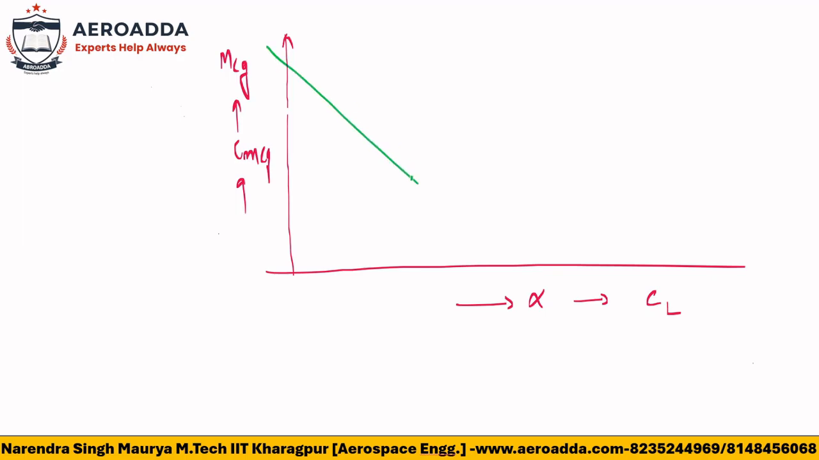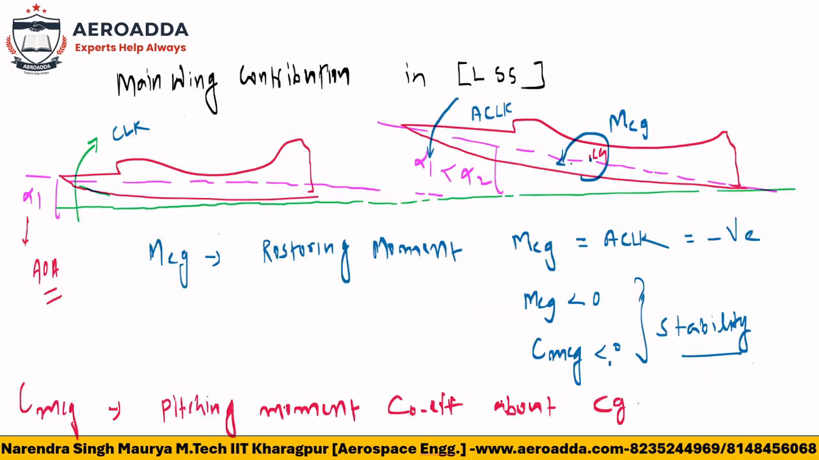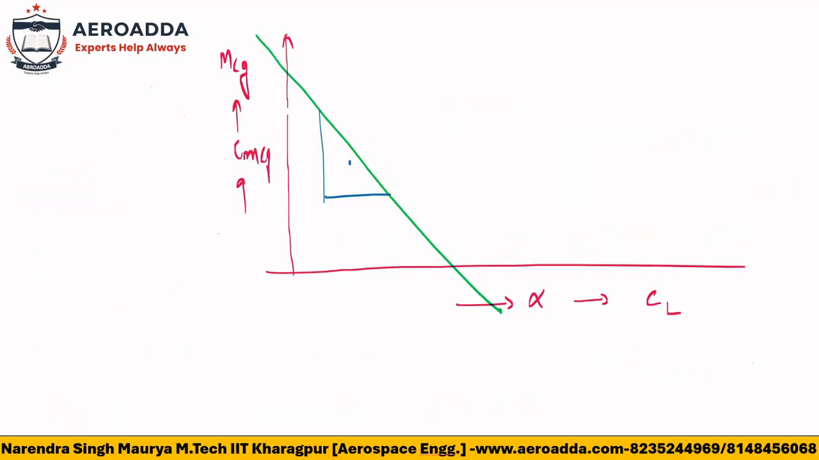Now if you see the stability criteria for the longitudinal stability, the graph should be like this only. This should be a straight graph. That slope will be somewhat like this. Whatever slope it is making, check it, this slope is the negative slope. Why? Because you have seen for the stability CMCG should be negative, so for that reason you are getting the negative slope here.